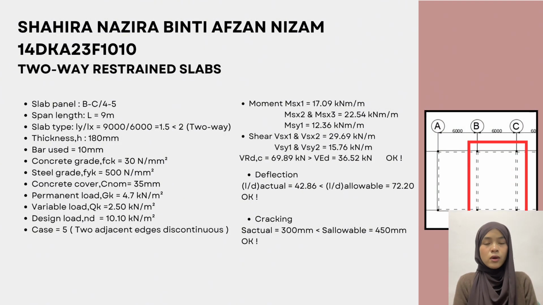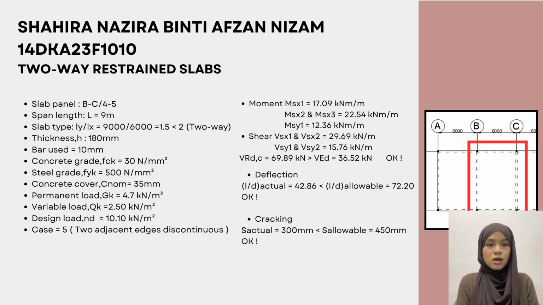So next, for two-way restrained slab, the first one is type of slab and support condition. This is a two-way restrained slab because the ratio of the long span to the short span is less than 2. The slab is case 5, which means two adjacent edges are discontinuous. So the load is shared in both directions but with different stiffness at the support. The second one is key design parameters.